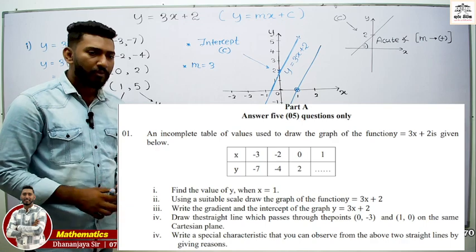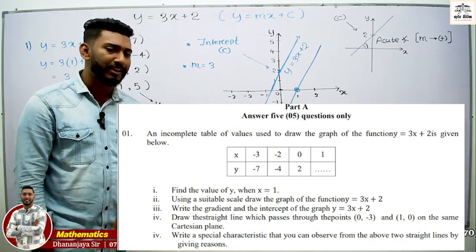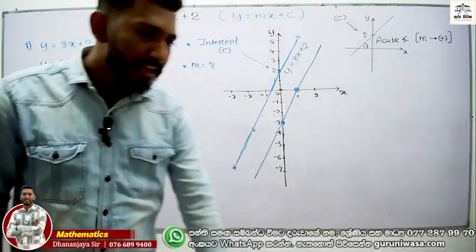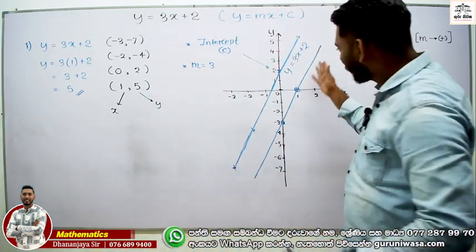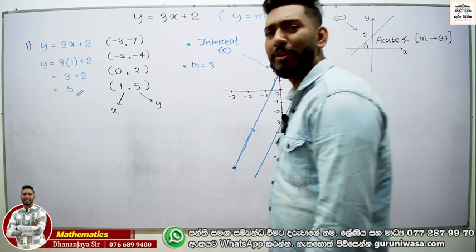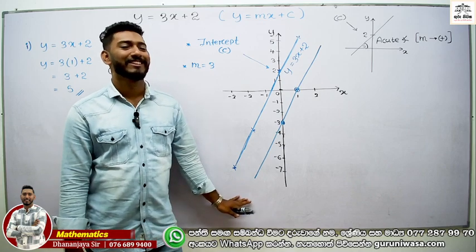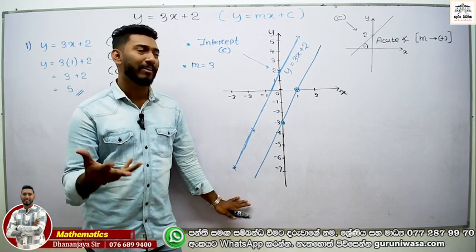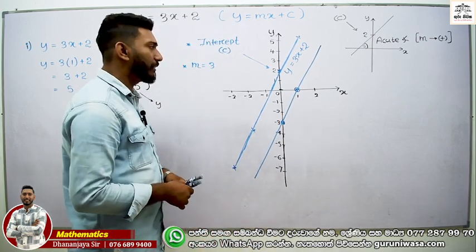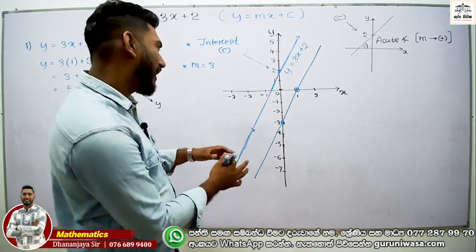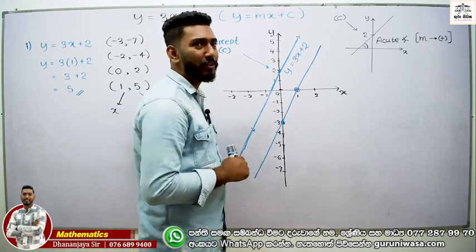Next question. Write a special characteristic that you can observe from the above two straight lines, giving reasons. Now tell me, you can see it at a glance. This one and this one. What is the special character of these two graphs? Parallel. Yes, they are parallel. But giving reasons is needed. You can't just say it looks parallel, sir. Answers like that are not accepted in maths.